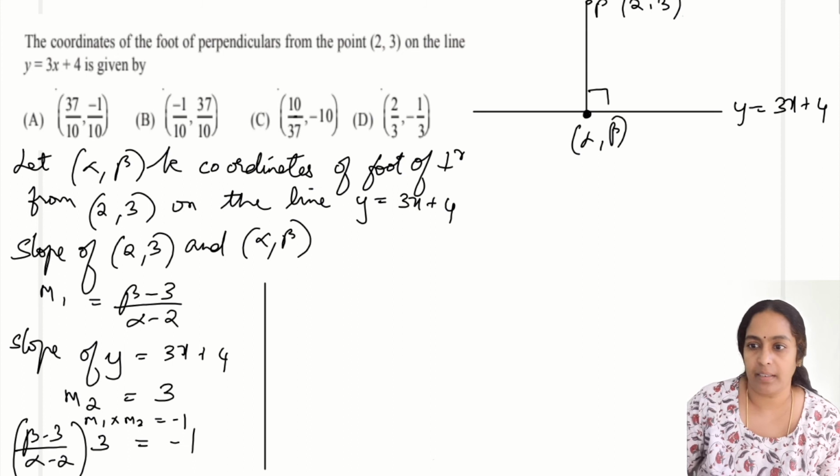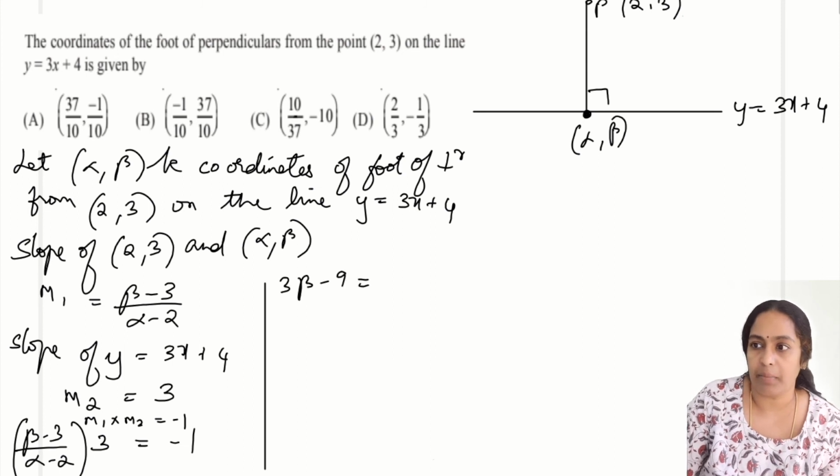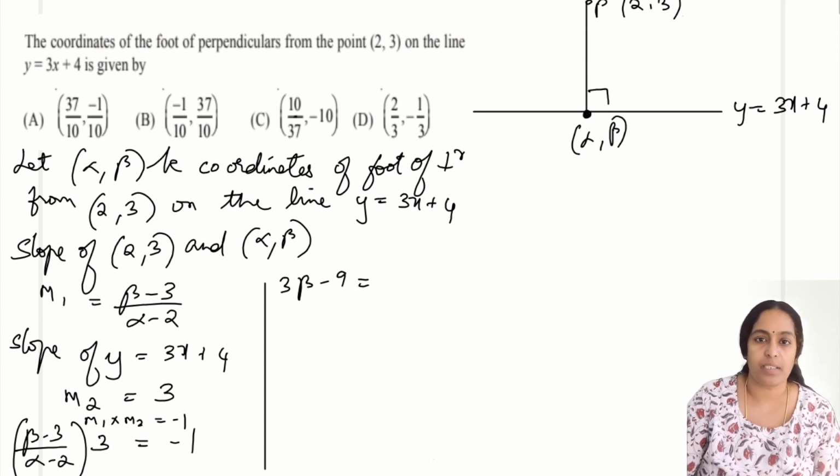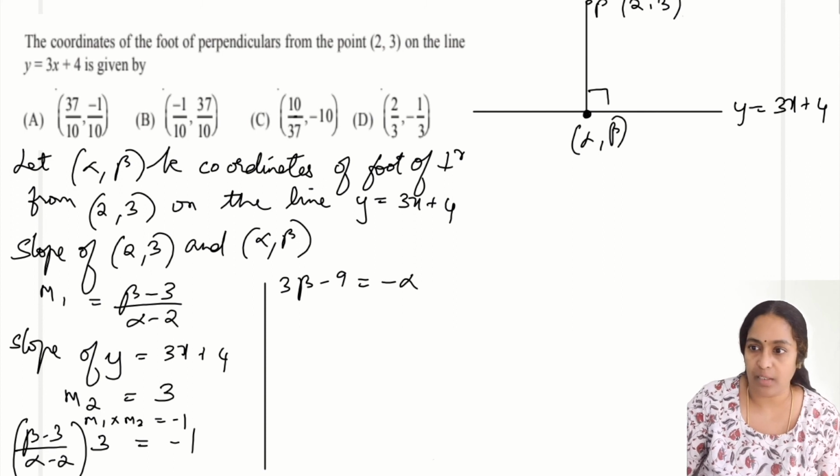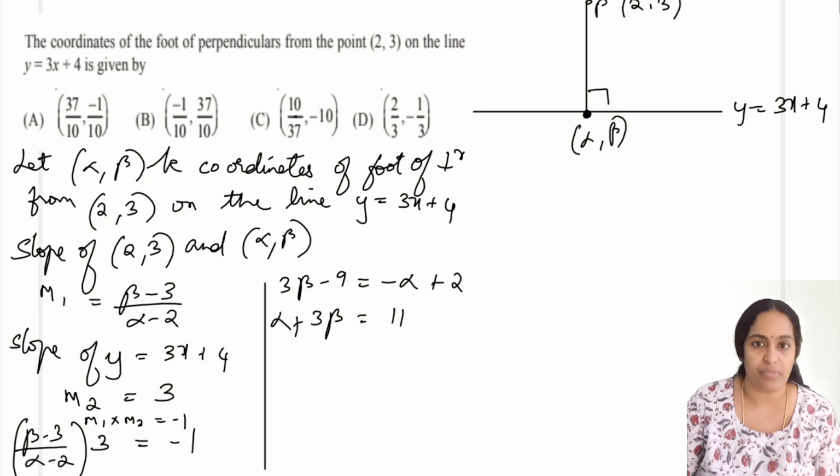What do I get here? 3 beta minus 9 equals, alpha minus beta will go to the other side, so I have minus alpha plus 2. So alpha plus 3 beta equals 11. So this is my first equation.